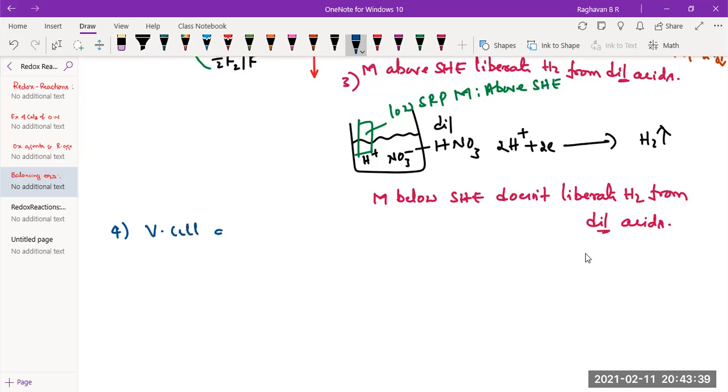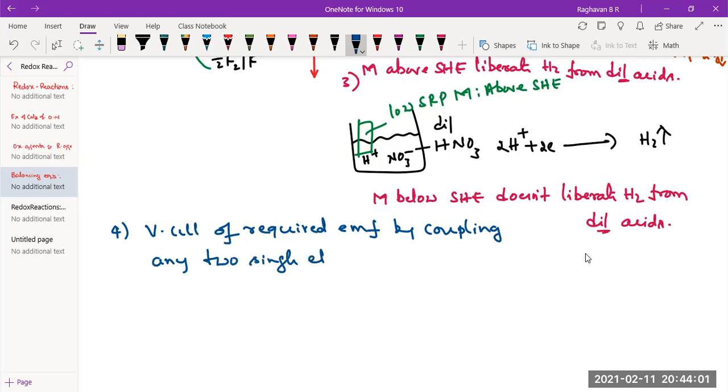of required EMF, voltage, by coupling any two single electrodes of known electrode potential or reduction potential. Like if you want 1.1 volt, you can look at the electrode values, couple zinc and copper, it becomes 1.1 volt.